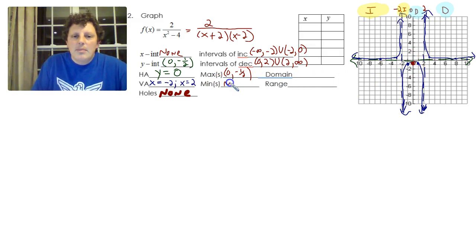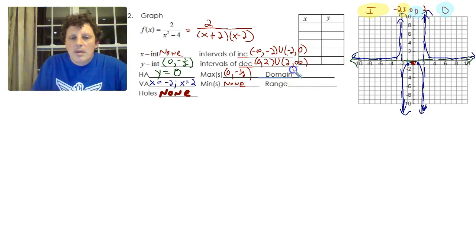There is no minimum here because there's no place where the function is decreasing and it changes direction. It's going up forever on this part of the function. It's going down forever on this part. It's only got the maximum right here. So we have no minimum.